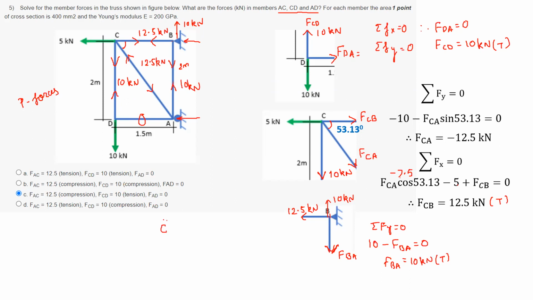So we have this as option C. I have already marked it in NPTEL, so you are going to get this as blue.